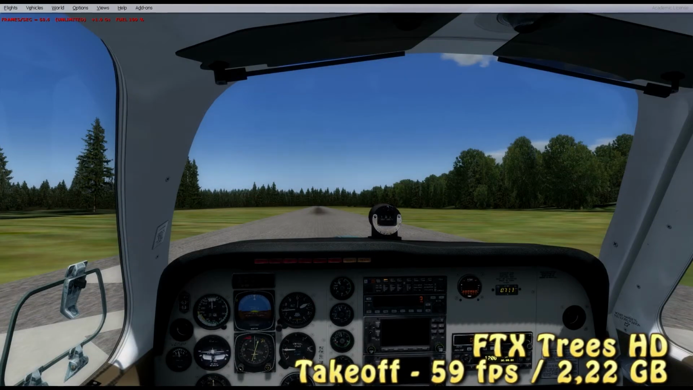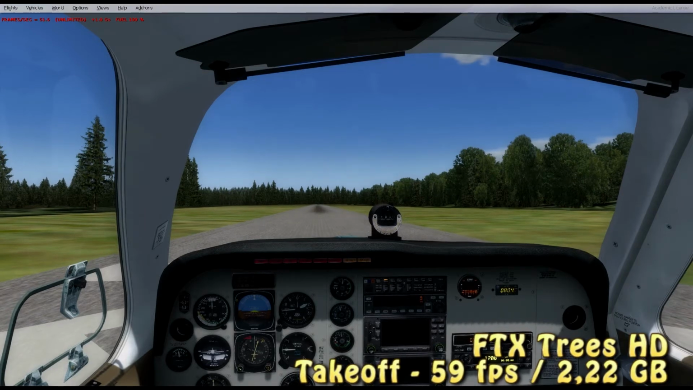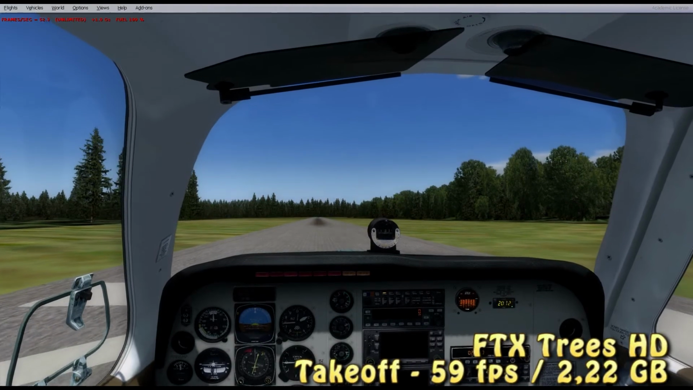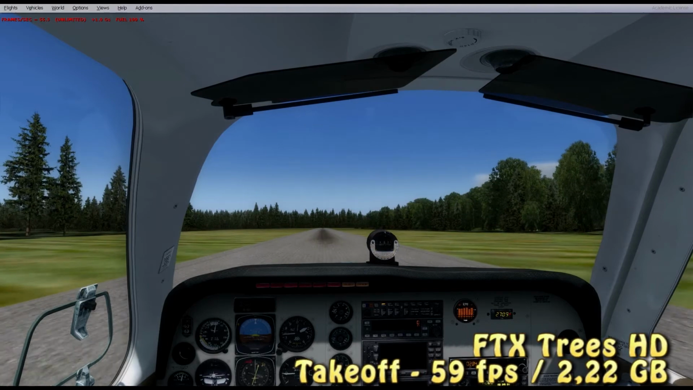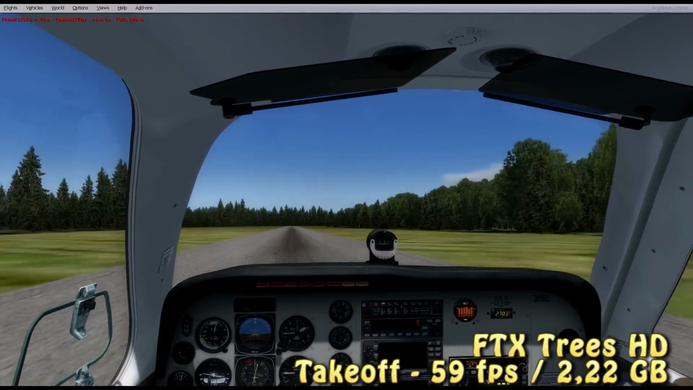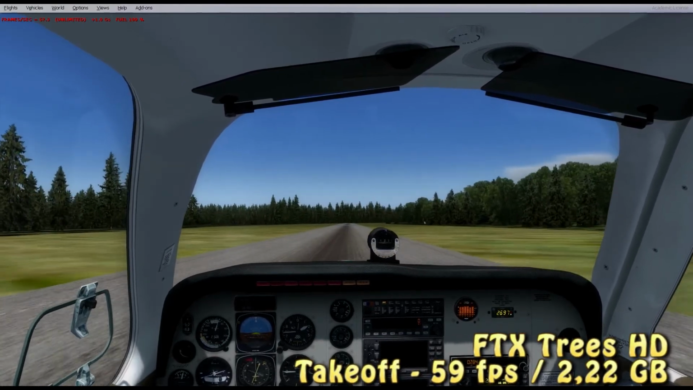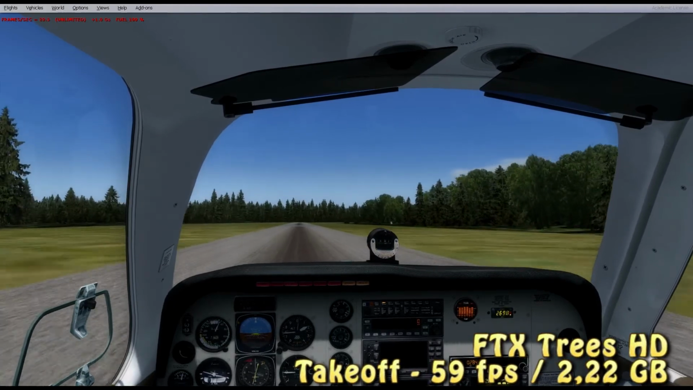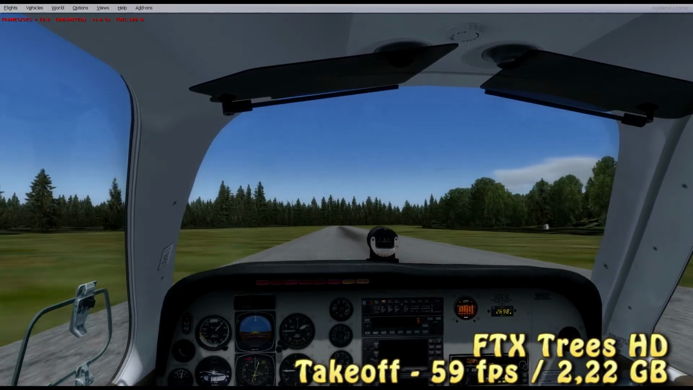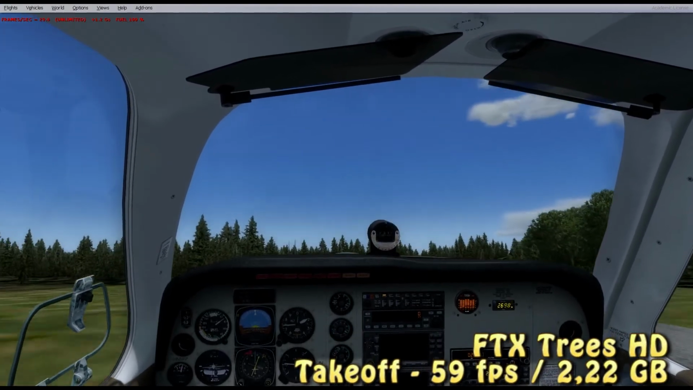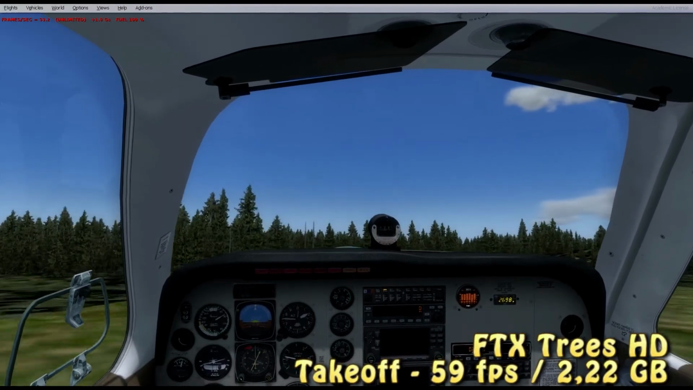And here we are. At the beginning of the runway, you can see we have a frame rate of 59 frames per second and a VAS usage of 2.22 gigabytes, and that means an increase not of 100 megabytes but just close to it. This is pretty much the same result that we had in Vienna over the city. So it doesn't seem to make any difference if the tree coverage is very dense. We just have an overall increase of 100 megabytes in VAS usage.